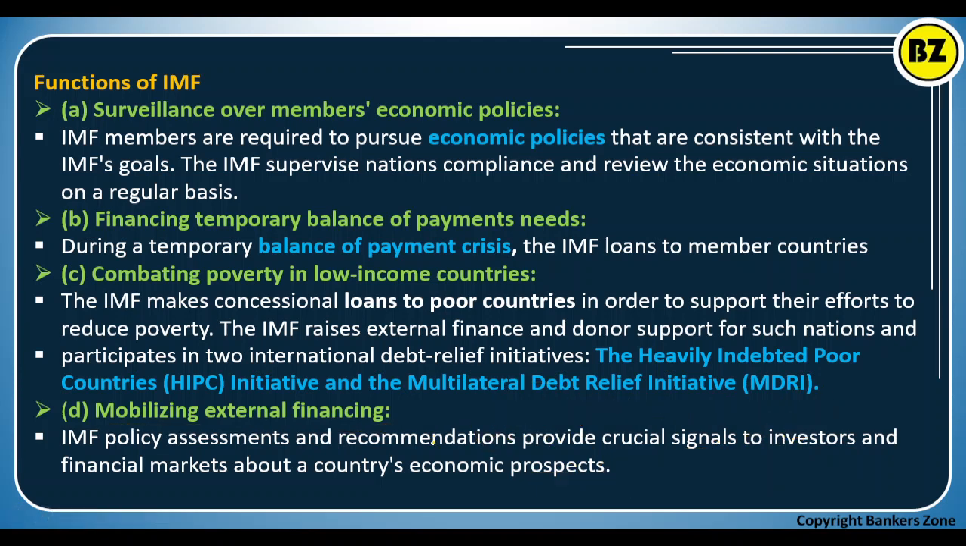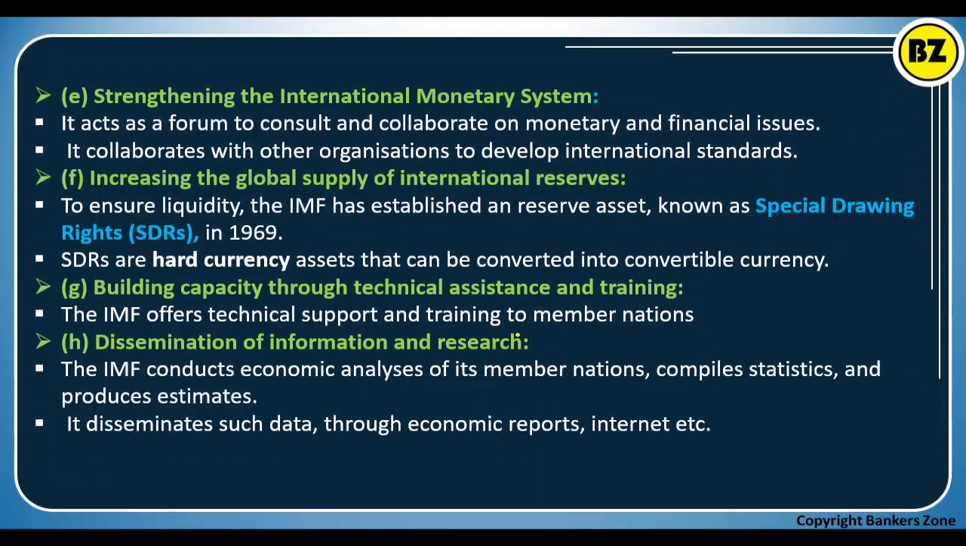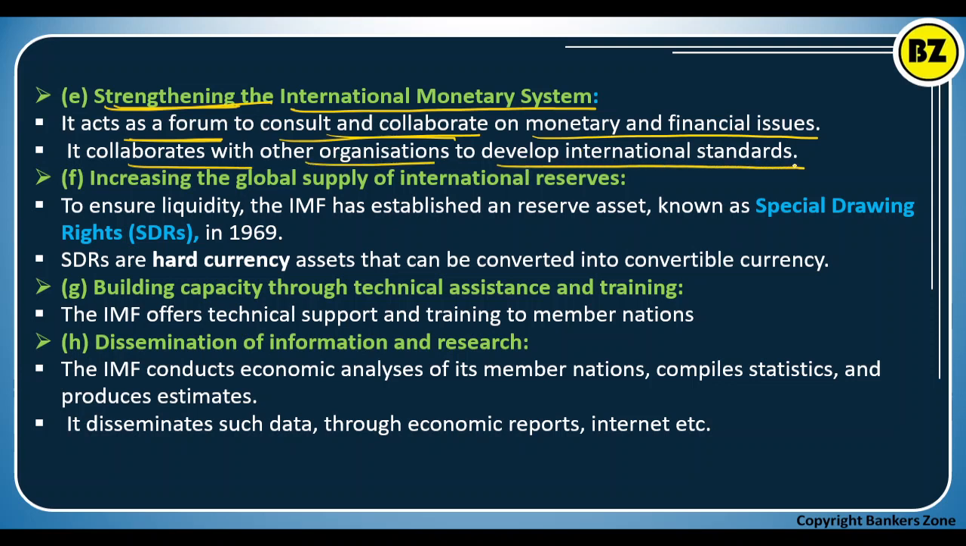Okay, these are four functions. Now see the next function, strengthening the international monetary system. This is one of the important functions. For that the IMF acts as a forum to consult and collaborate on monetary and fiscal issues. The IMF collaborates with other organizations to develop international standards. So basically the IMF can collaborate with other organizations also so that they can evaluate themselves.